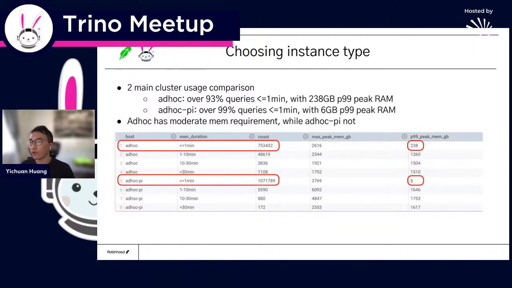What we found was that over 93% of the queries for ad hoc usages finished within 1 minute, and the P99 peak RAM for those queries was 238 gigabytes. For ad hoc PI usage, over 99% of the queries finished within 1 minute, with P99 peak RAM of only 6 GB, which means our ad hoc usage has more moderate memory requirements, while the ad hoc PI usage does not.